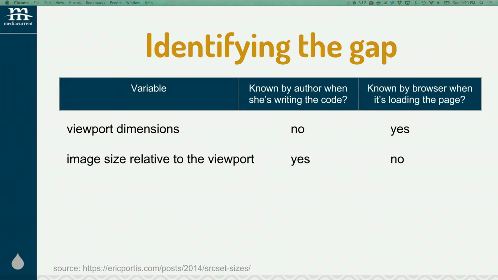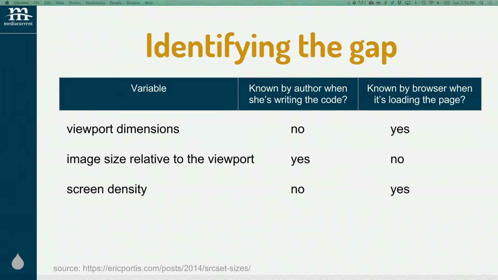The image size relative to the viewport, we know that. We may be looking at a wireframe or a markup of our website, and so we know how big we want those images to look relative to the viewport of our screens, but the browser doesn't know that. The browser doesn't know how big we want those images to display on the browser. So there's a gap right there.